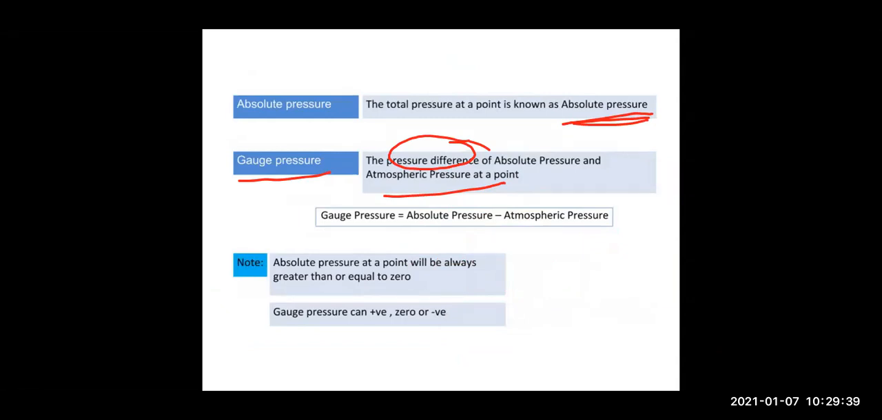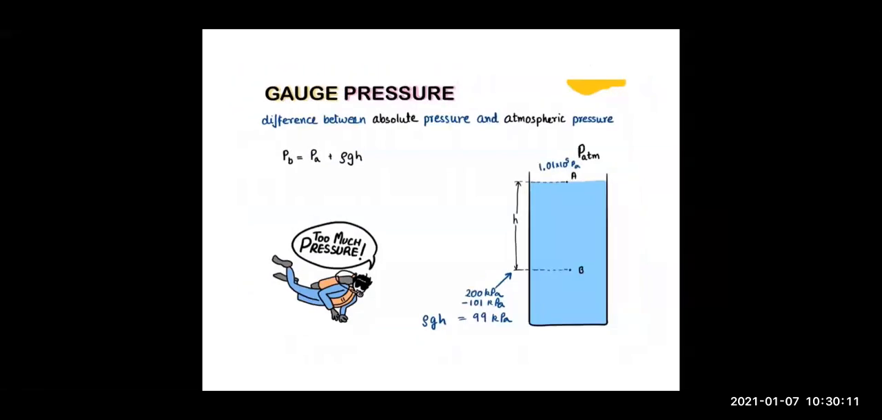Okay, so the difference between the absolute pressure and the atmospheric pressure is your gauge pressure. Absolute pressure will always be greater than or equal to 0, right? But gauge pressure can be positive, negative, and 0, whereas absolute pressure can never be negative, right? The difference can be negative. The gauge pressure can be negative. Let us study more about the gauge pressure.